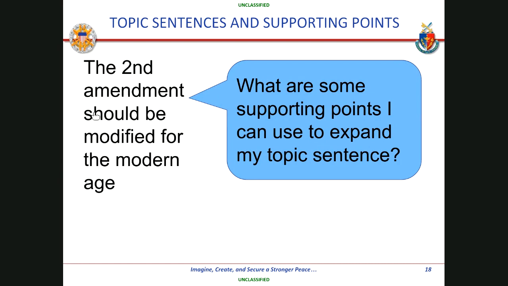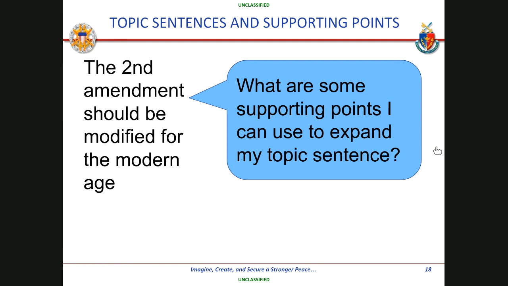Okay, let me look at the chat. So I asked you, what are the supporting points that you could use to expand on this, okay? Maxime says, because threats are not the same. True, okay, that would be a supporting detail. Roberta says, describe the modern age. Yes, that would be a supporting detail. Ahmed says the rate of crime, right? The rate of crime has increased, right? That will be a supporting detail.